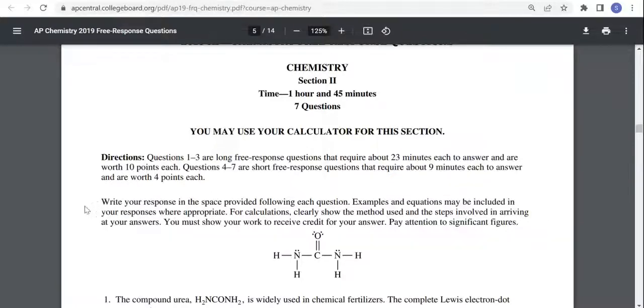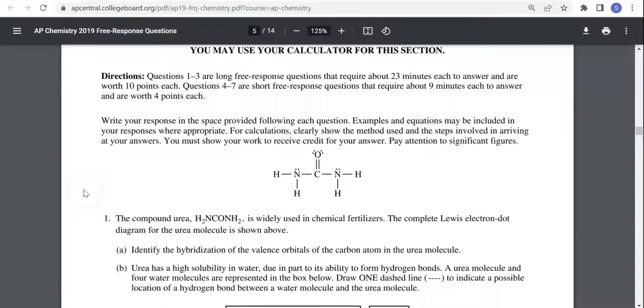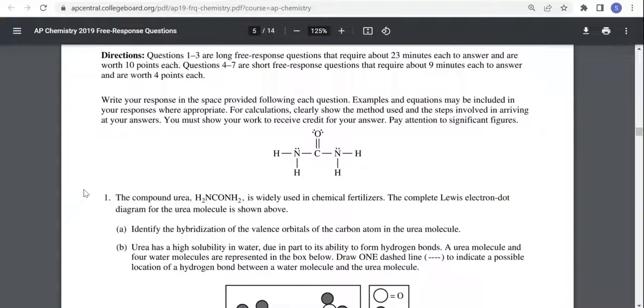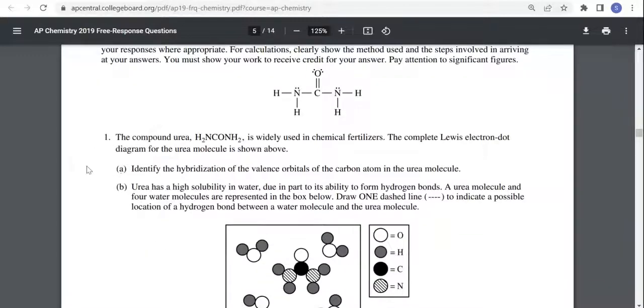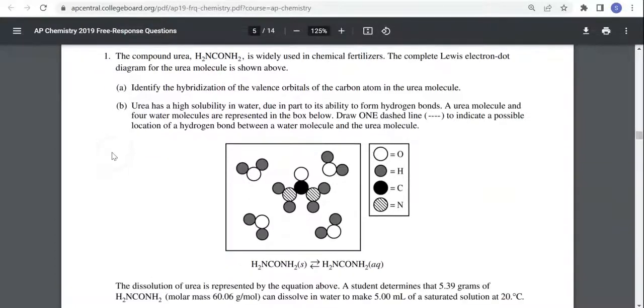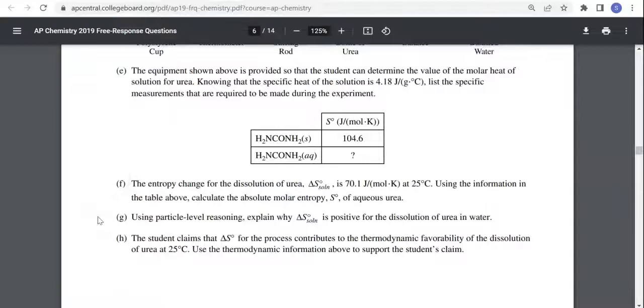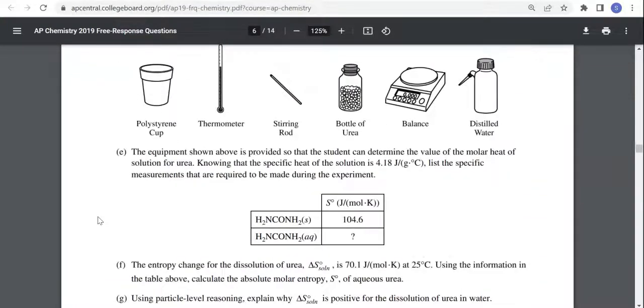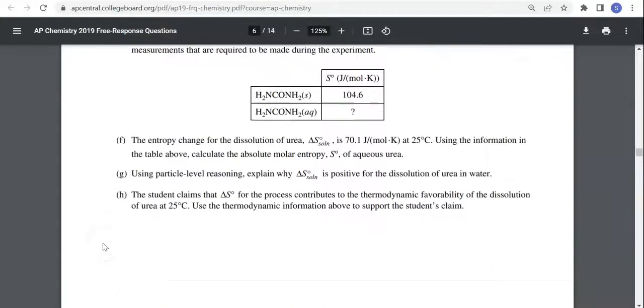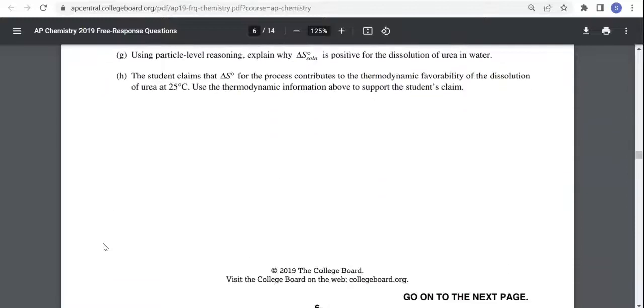So just to show you quickly what the difference is between a long free response and a short free response question, let's briefly skim through this, and then we'll go through number one in more detail after that. So we see this has A, B, C, D, E, F, G, H. So that's 1, 2, 3, 4, 5, 6, 7, 8 parts. So that's really the difference, is just how many parts there are.